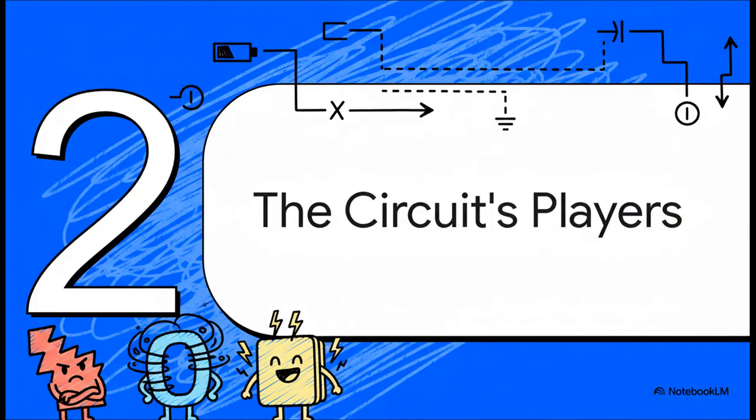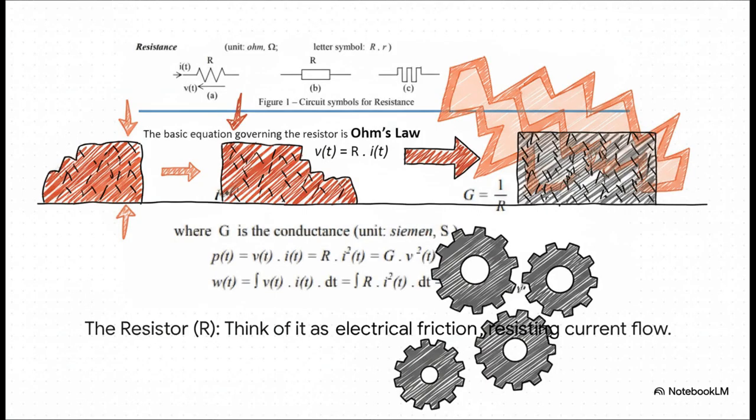Now, to understand this whole story, we've got to meet the characters. Every circuit is made up of different components, and 3 of the big ones are the resistor, the inductor, and the capacitor. The best way to think about them is that they each have their own unique personality. First up, we've got the resistor. This one is the most straightforward, predictable character in our little drama. Its job is simple. It resists the flow of electricity. It's consistent, it's steady. You can pretty much just think of it as electrical friction.